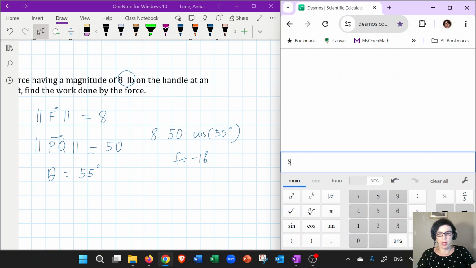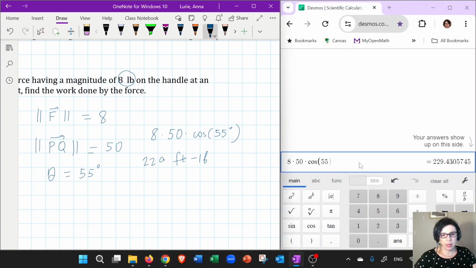So this is going to be 8 multiplied by 50 multiplied by cosine of 55 degrees. That tells me that it's approximately 229 foot-pounds.